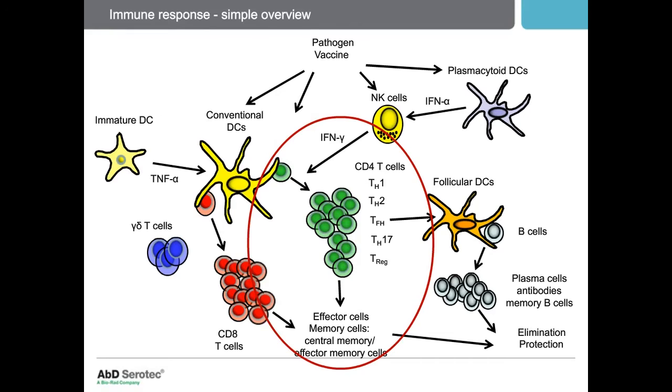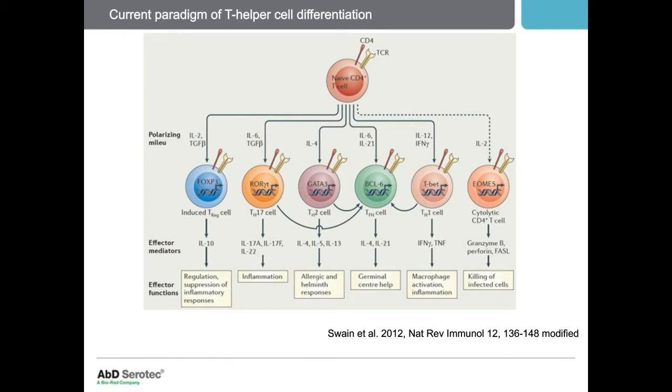There's a current paradigm of T helper cell differentiation. We start from the CD4-positive T lymphocyte, and this T lymphocyte matures under the polarizing milieu into the respective T cell subsets with a different functional activity. We have the cytolytic T lymphocytes on the right. We have the TH1 cells characterized by T-bet expression. We have follicular T helper cells. We have TH2 cells characterized by GATA3 expression. We have TH17 cells characterized by the transcription factor ROR gamma T. And we have the regulatory T cells characterized by FOXP3 expression.